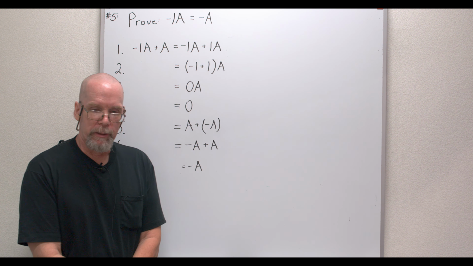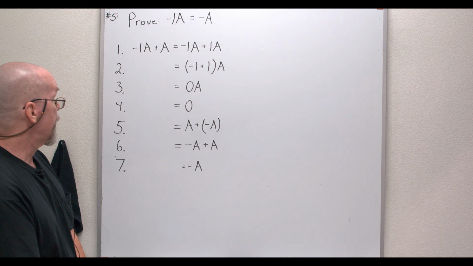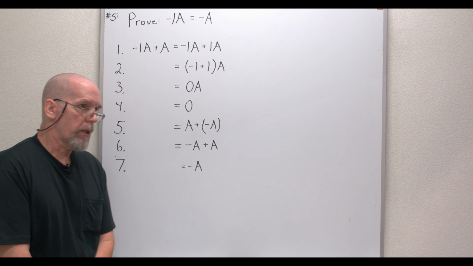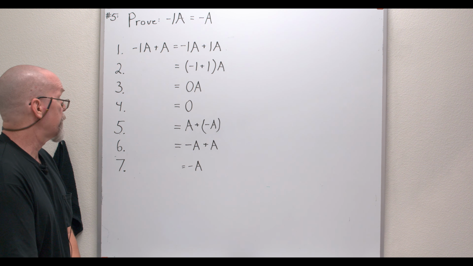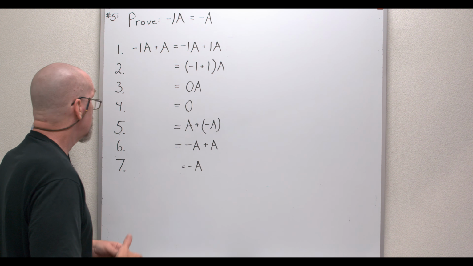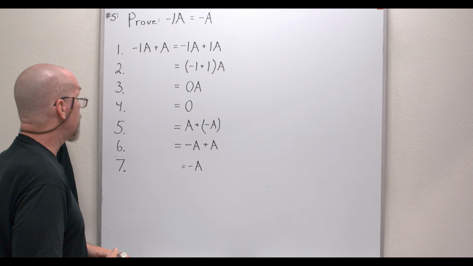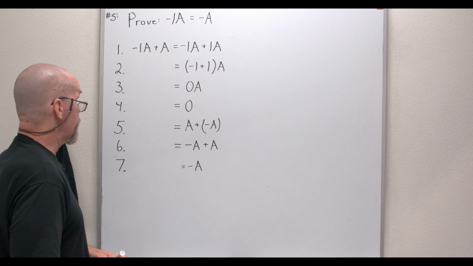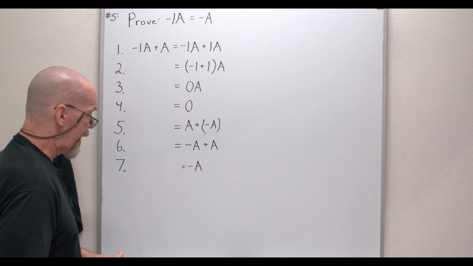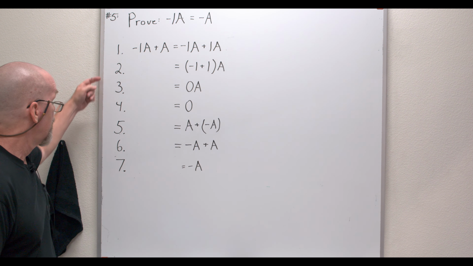Okay, we are on to number 5, which involves a proof that negative 1a equals negative a. It's probably a fact that everybody watching is going to say, well, of course it does. And you're right, we're just going to prove it using the little math axioms that build our math system upon. When you do proofs, you have to justify every step you take.